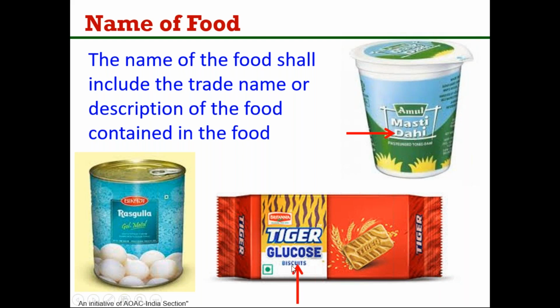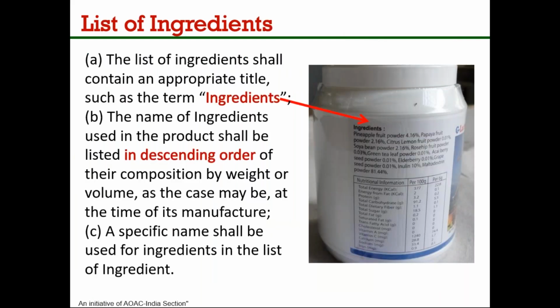This packet shows you biscuits. So the product here is biscuits. Here is a traditional food. So it says rasgulla. So the name of the food should be there on the label. The next is the list of ingredients.